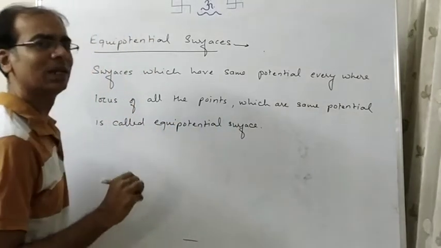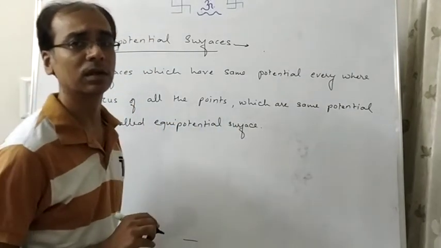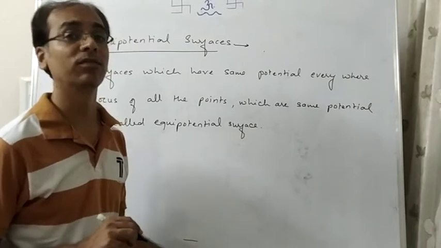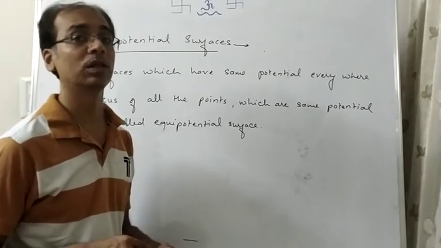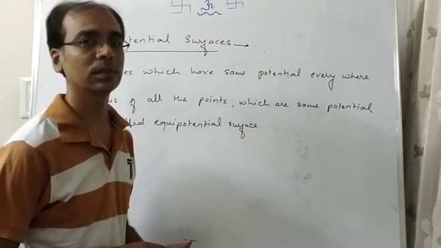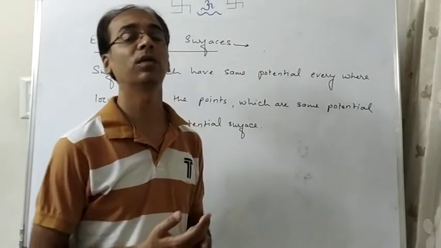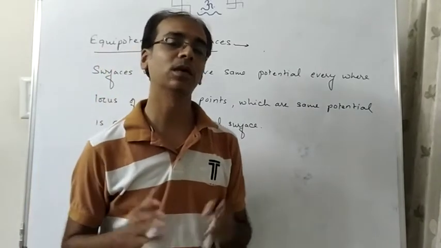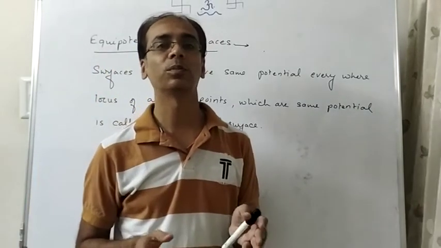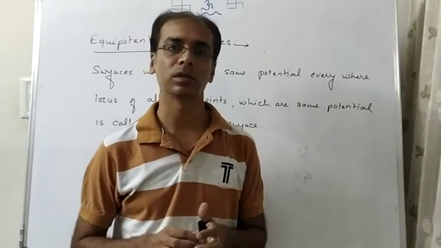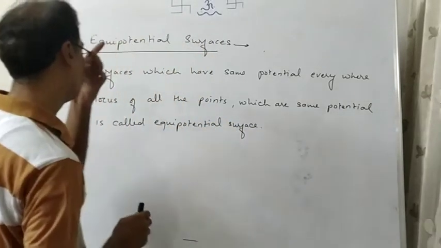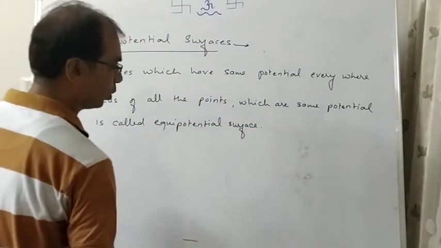Three types of equipotential surfaces are there, very similar to what we have already studied in wave optics. In wave optics we call them wavefronts. There, what was the definition of a wavefront? Locus of all the points which are vibrating in the same phase. Here, it is the locus of all the points which are at the same potential. So similar to wavefronts, here also we have three types of equipotential surfaces.